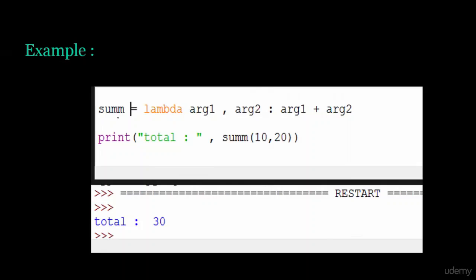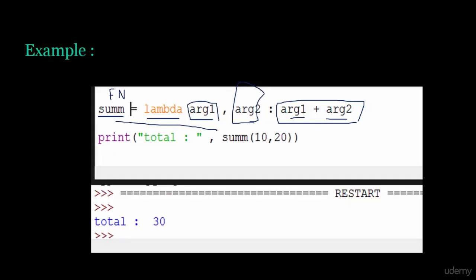In this example, I type sum. This is our function name. This is our lambda expression. Then I give it the first argument, then the second argument. This is the operation which will be executed: sum the first argument with the second argument. Then to call this function, I type print, then I give it the name of our function and I pass two arguments here, and this is our total output.